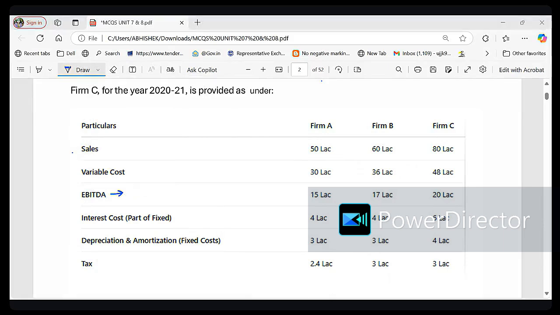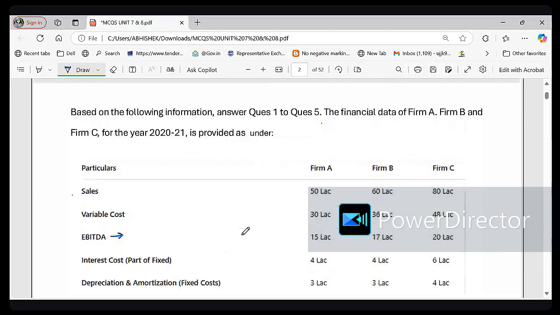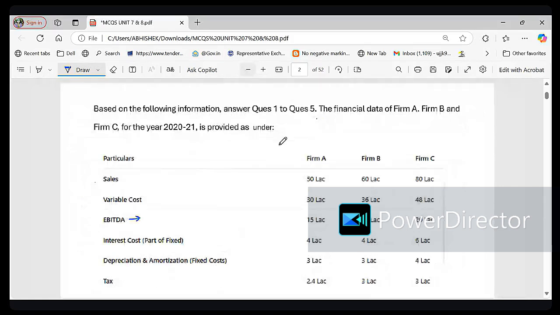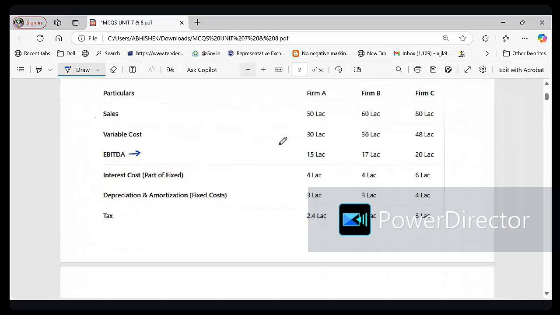Good evening everyone. I hope everyone is listening to my voice. So this is the financial data of the firm A, B and C. Now let's see this question. I will again provide you the slide. Now let's see the first question.